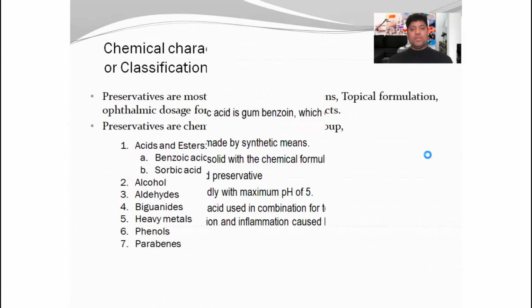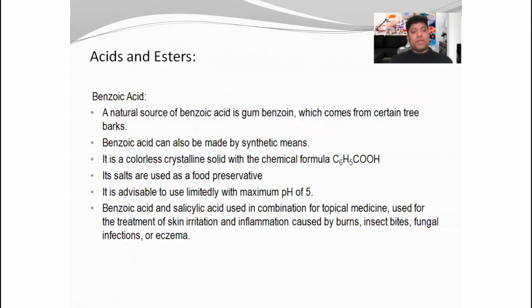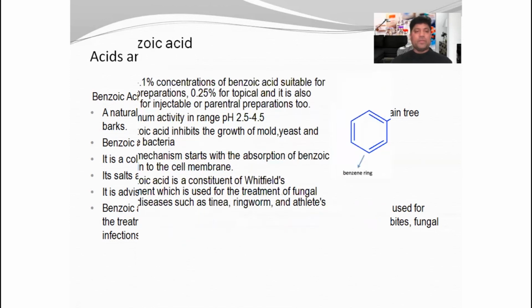The first class we are going to discuss is the acids and esters. Benzoic acid. The natural source of benzoic acid is gum benzoin, which comes from certain tree bark. Benzoic acid can also be made by synthetic means. It is a colorless crystalline solid with the chemical formula C6H5COOH. Its salts are used as food preservatives. It is advisable to use it limitedly with a maximum pH of 5. Benzoic acid and salicylic acid are used in combination for topical medication for the treatment of skin irritation and inflammation caused by burns, insect bites, fungal infection, or eczema.